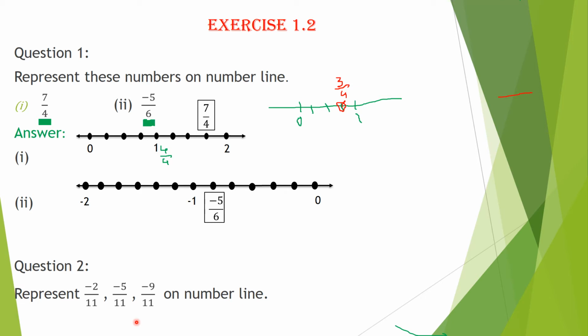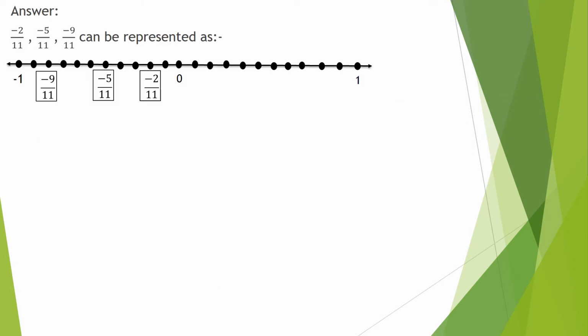And all three numbers are proper. Here the numerators are 2, 5 and 9, which are smaller than 11. So it means all these numbers are between 0 and minus 1. Now see. We have taken minus 1, 0 and 1 to make it clearer. Now we have made 11 parts between 0 and minus 1, and the same you have to do for 0 and 1. This is 1, 2, 3, 4, 5, 6, 7, 8, 9, 10. We have made 10 lines to make 11 parts, right?